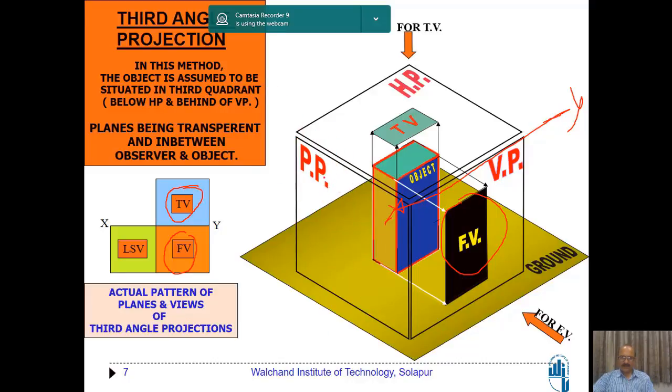Next, this is a picture plane. PP represents the picture plane. Now we are going to observe the same object from this side. This object image is going to be observed over this particular picture plane. So this one you represent as the side view.